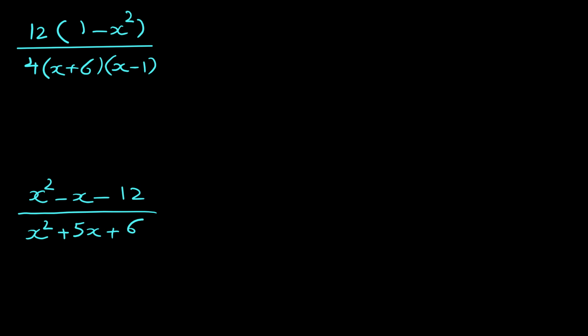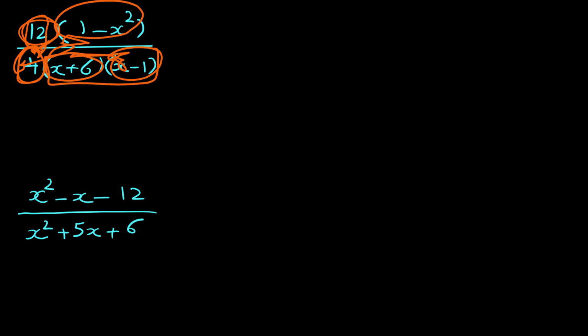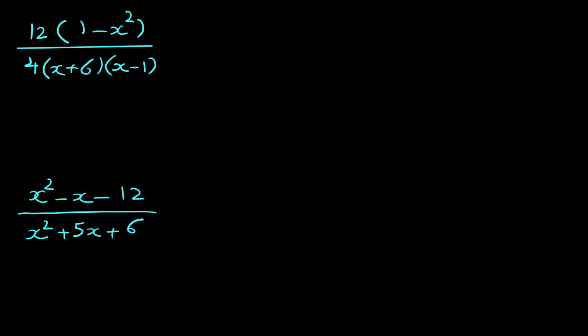Look at this question: 12 times (1 minus x squared) over 4 times (x plus 6) times (x minus 1). First of all, we note that 12 divided by 4 is 3, so we can simplify this number with this number. But what about these expressions? The denominator is already factored, so we don't need to do anything with the denominator. So we leave the denominator for itself.